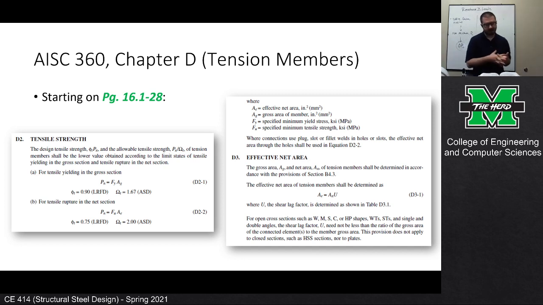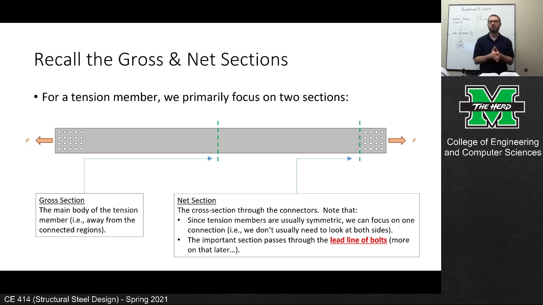The design tensile strength of tension members shall be the lower value obtained according to the limit states of tensile yielding in the gross section and tensile rupture or fracture in the net section. So what we're saying here, if we go back to this, Mr. Smirczynski asked, well, can it fail in the middle? Well, yeah, it just depends on what you define as failure. According to the spec, we limit the gross section to the yield stress, and we limit the net section to the ultimate tensile stress. So the limiting stress in the main body of the member is Fy. That nominal capacity in the main body of the member would be Fy times the gross area, FyAg.